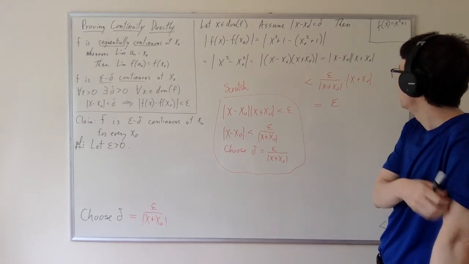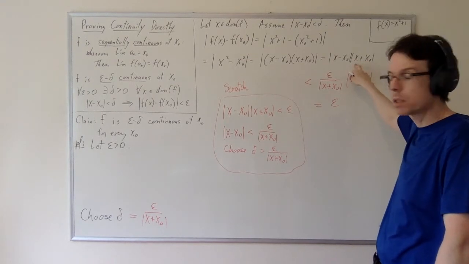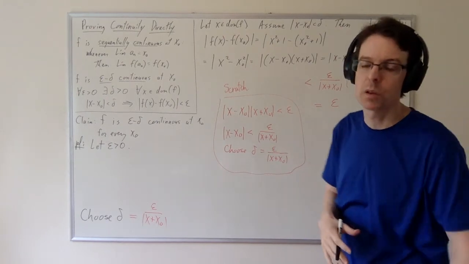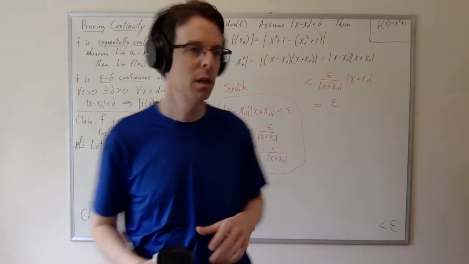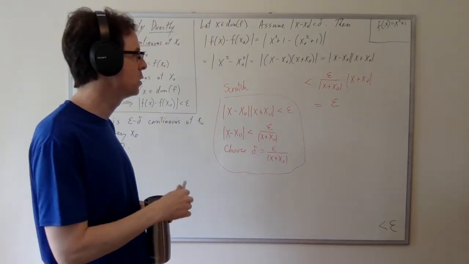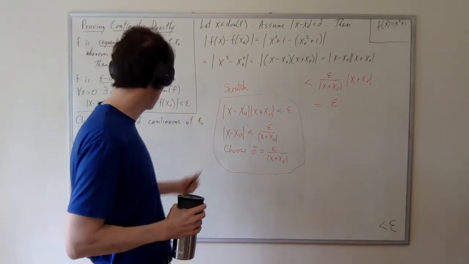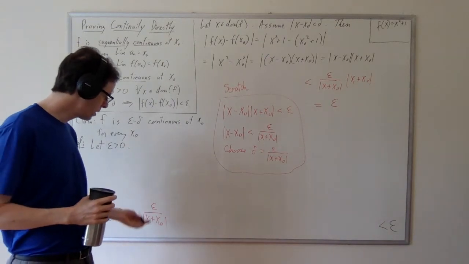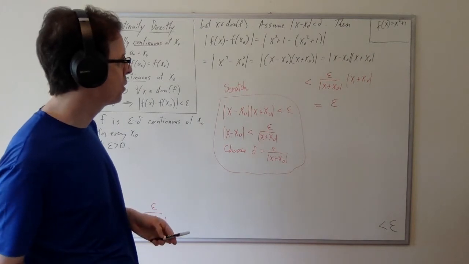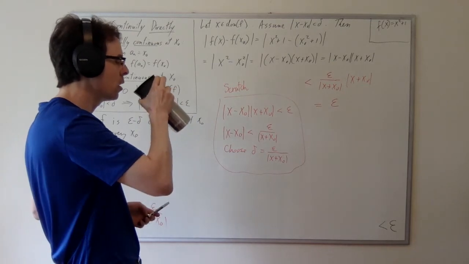So what are we going to do? Well, it's not so obvious. We need to make delta depend upon x naught, but not x. And in fact, there's no way to choose delta so that it doesn't depend upon x naught. This function is not uniformly continuous on its domain, which is the entire real line. It's possible to prove that I have to make delta depend upon x naught, but I'm not allowed to make it depend upon x. And so I need to do something slightly more clever so that I can make delta depend upon x naught, but not on x.